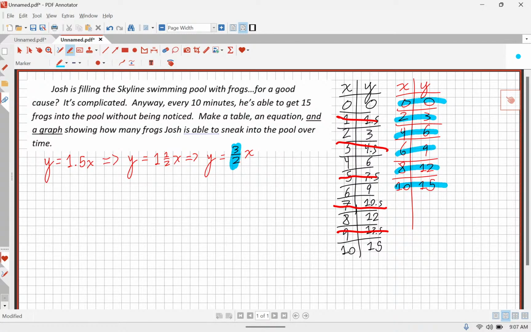When I say teach, I want you to say, okay, what does this 3 halves seem to be saying about my table I've got here in blue? How could I have gone straight from this equation to this table instead of the other way around? Teach!